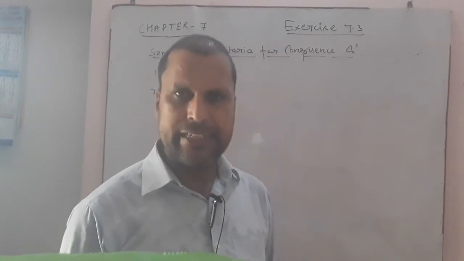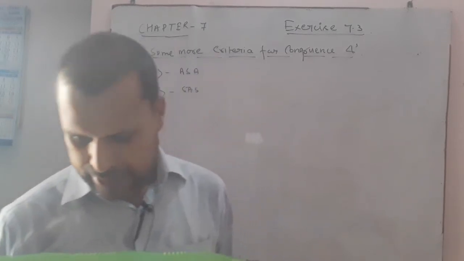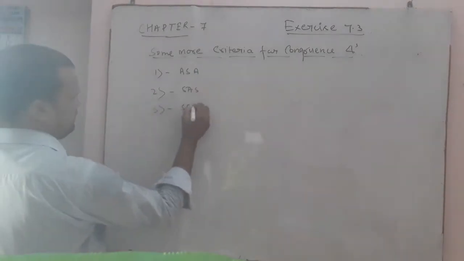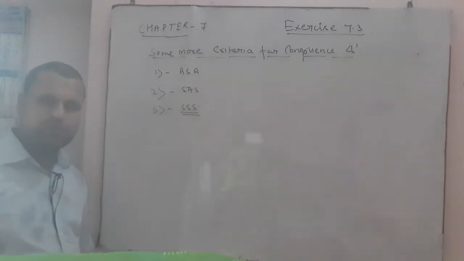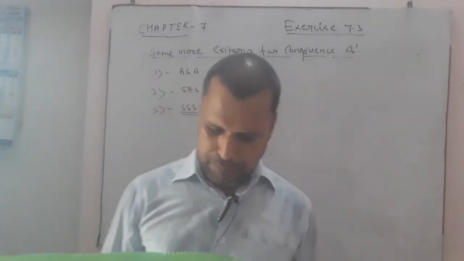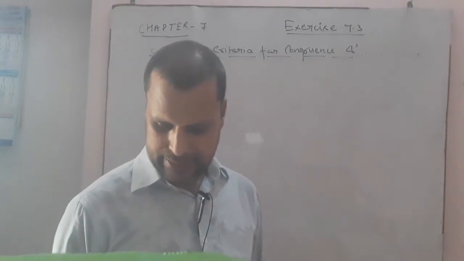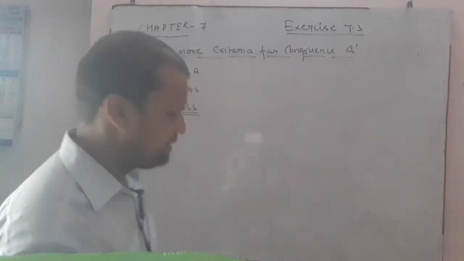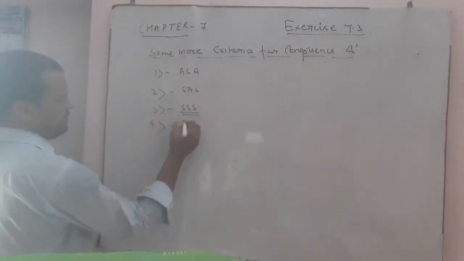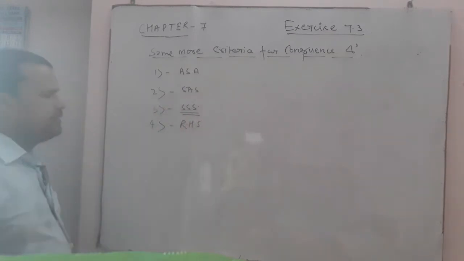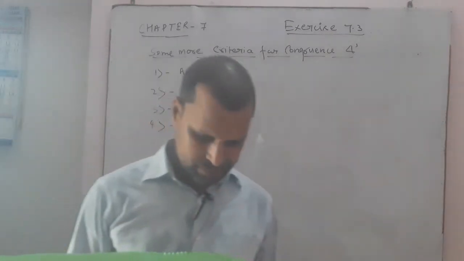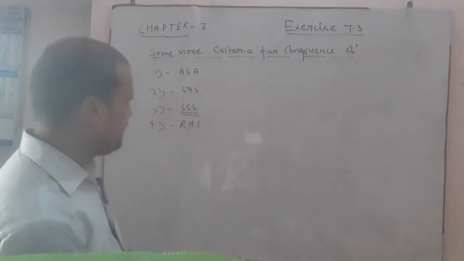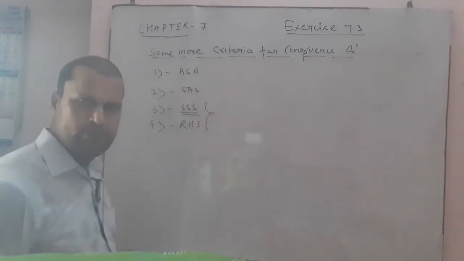Now some more criteria for the congruency, like the triple S congruency rule, the third one. So today I will discuss the triple S and one more, that is the RHS, the fourth one, RHS. So today I will discuss these two congruency rules.